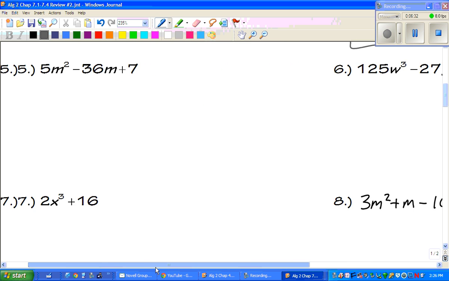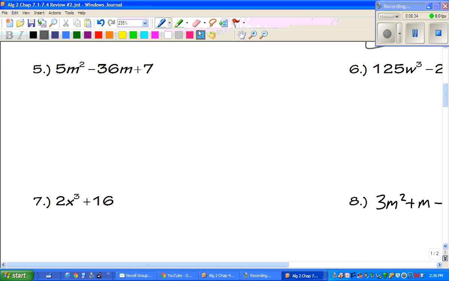Okay, number 5. Number 5, I'm going to start you off. Okay, you check to see if there's a GCF. There's not. So 5 times 7, which is 35. Do the factors of 35 add up to negative 36, but multiply to get to 35? So go ahead and pause the video, and the rest is on your own.